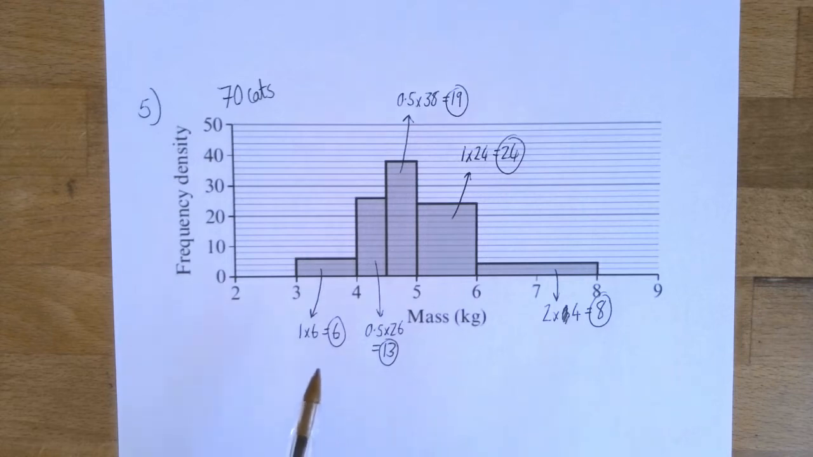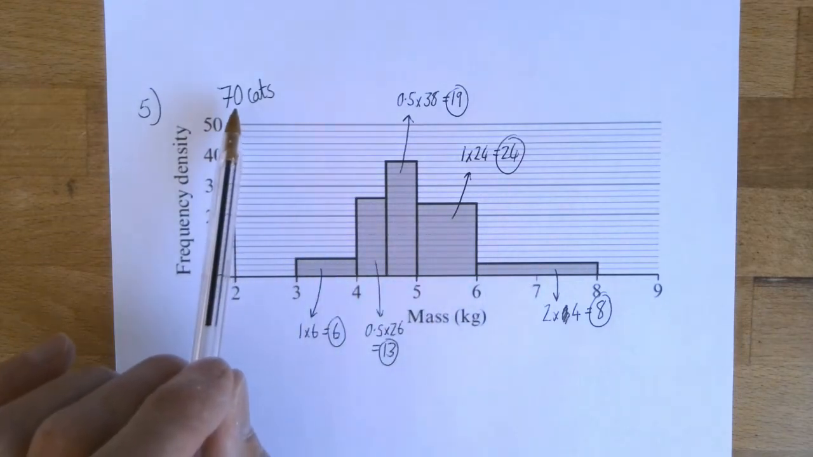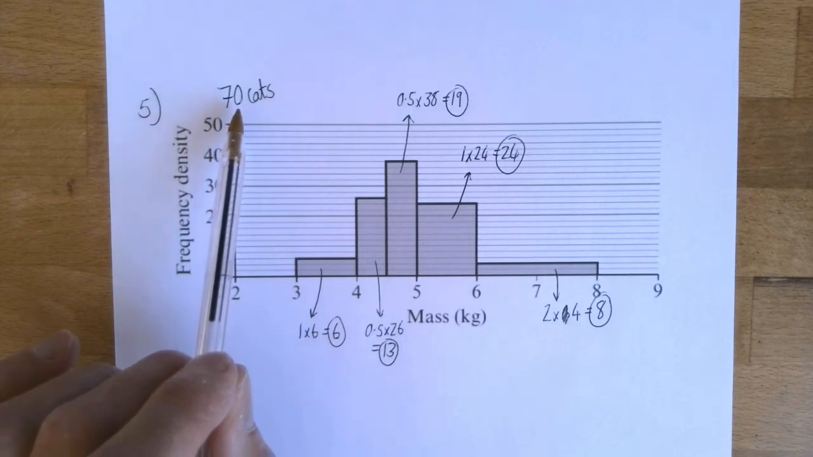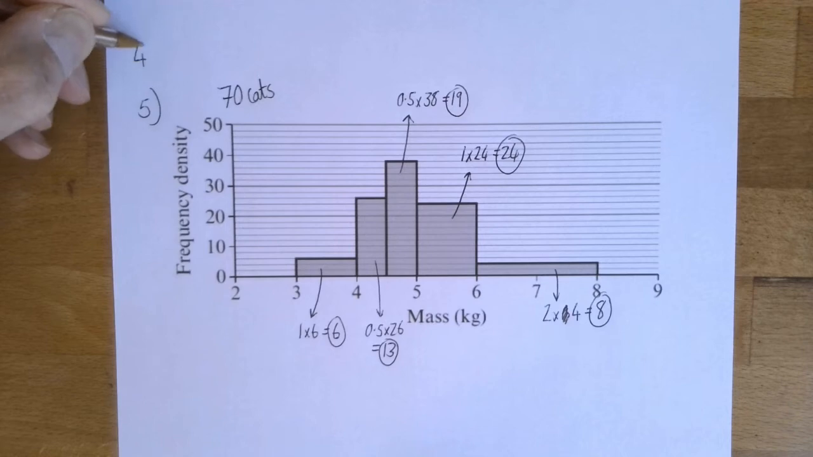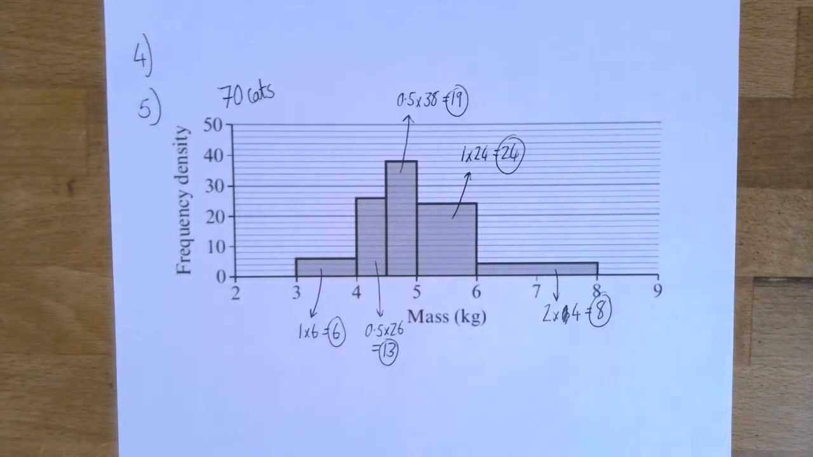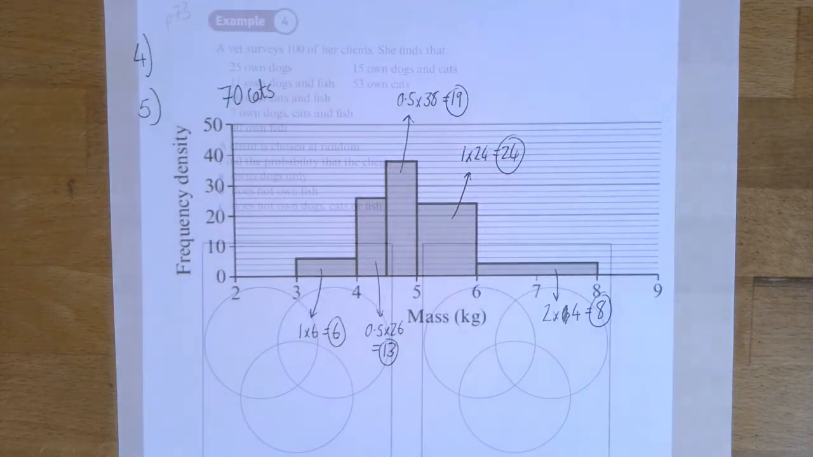I've done a quick check here. Sometimes the area doesn't add up to the total. We've got 70 cats in question 5, and you've got to apply a multiplier. Good news. In this case, if you work out the areas of each of those bars, and I've done it for you because it's not a very clear copy in the book, it adds up to 70. So you should be able to answer that. So you're going to have a go at question 4 and question 5. And sit tight, because I also want you to do a couple of Venn diagram questions as well.